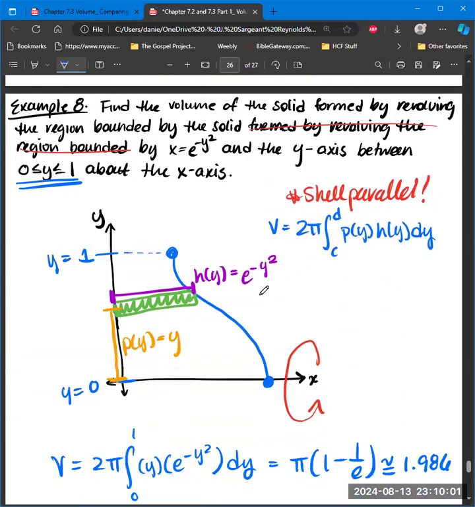So now, next example, let's find the volume of the solid formed by revolving the region bounded by the curve using the equation x equals e to the negative y squared and the y-axis, so the region that's between them, revolved about the x-axis. So first, let's think about what x equals e to the negative y squared is going to look like.